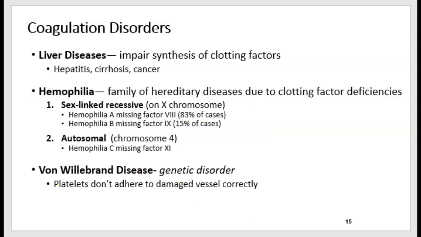There was another disorder, but it wasn't in your study questions. It has to do with platelets not adhering to a damaged vessel correctly, so you wouldn't even really get a good platelet plug. And it's a genetic disorder as well, and it's called von Willebrand disease. So that pretty much sums up all the disorders related to any of the blood lectures.